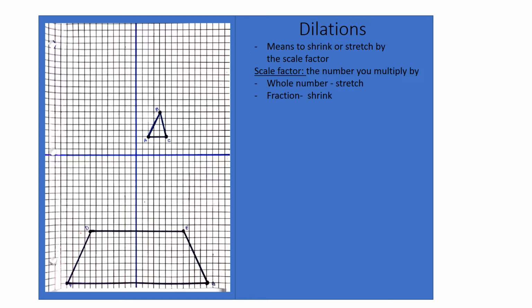But the scale factor can be 2 types of numbers. You can do a whole number, which means it's going to stretch the shape, meaning it's going to get larger, or it can be a fraction, meaning the shape is going to shrink or get smaller. Dilations are different than translations and reflections because they are not congruent. Dilations are what we call similar, meaning it's the same shape, but it's different sizes.